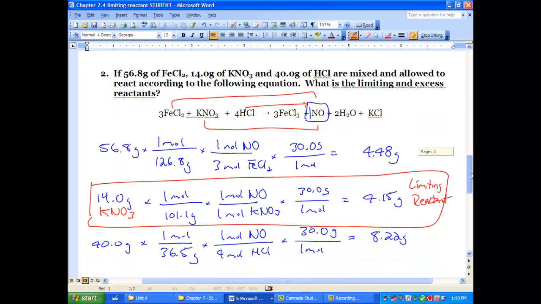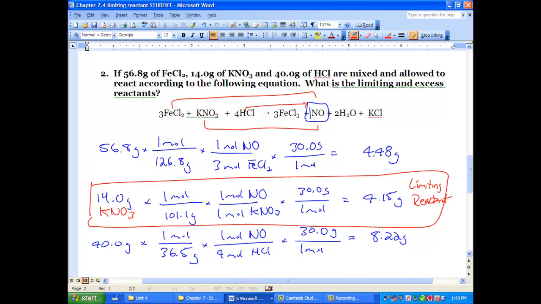So here they are. You're probably going to want to pause it and jot this down, or just not write any of it down and follow along. Both are going to be effective. So you're going to start off with 56.8 grams of iron chloride. Go through the mole ratio to get grams of NO. Do the same thing with CaNO3, 14 grams, through the mole ratio to get grams of NO. Starting off with 40 grams of HCl through the mole ratio to get grams of NO.